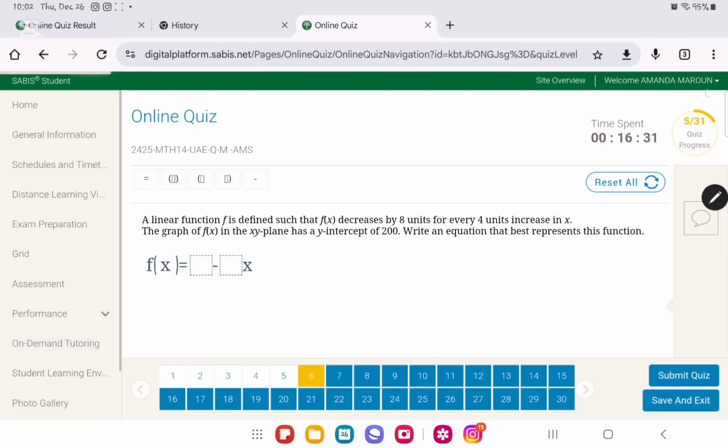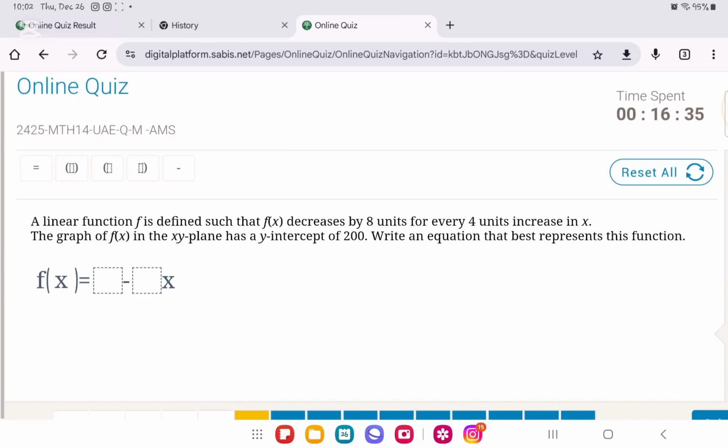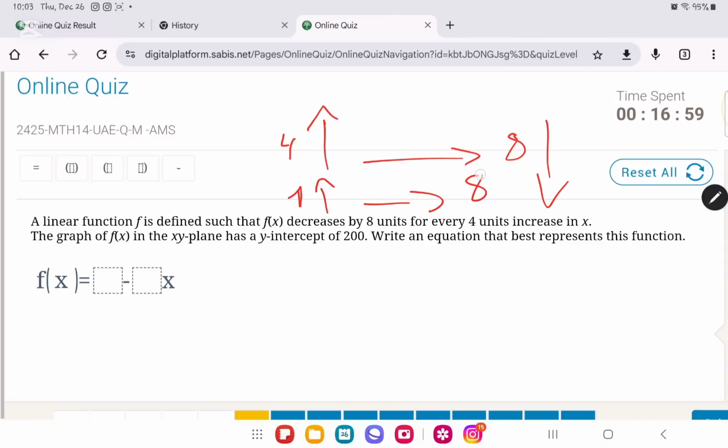Okay, so now we move on to question number 6. A linear function is defined such that f(x) decreases by 8 units for every 4 units increase in x. So they're telling us every 4 units decrease, there is 8 units. Actually, sorry, I read it wrong. Every 4 units increase, there is 8 units decrease. What about 1 unit increase? That means it is 8 divided by 4 units decrease, which means 1 unit increase gives us 2 units decrease.